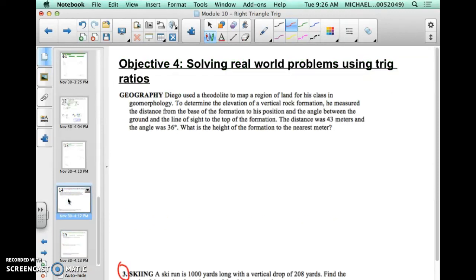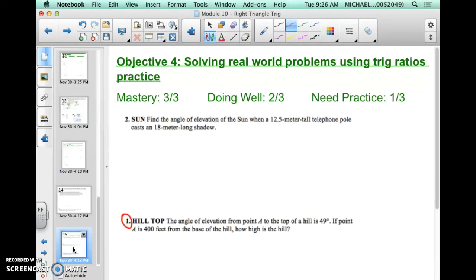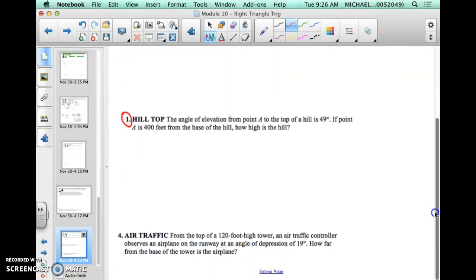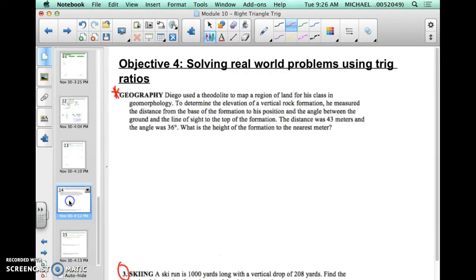All right, so I'm going to do this first example up here, and then you're going to have to flip to the next page, and I'm going to do the bottom, or number 3 example, which was the middle one on this page for you as well. And then your practice problems will include number 1, the hilltop problem, number 2, the problem about the sun, and then number 4, the air traffic problem, all right? So just make note of that. I just rearranged a little bit of things.